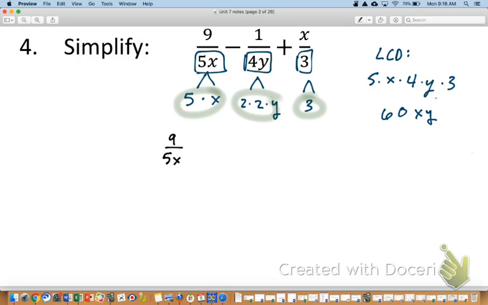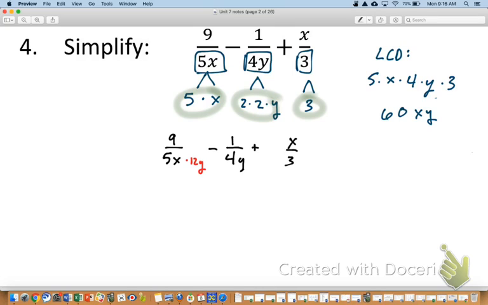So it's 9 over 5x minus 1 over 4y plus x over 3. This can require a little bit of mental math here. So let's focus on the first denominator. My first denominator is 5x, and it's supposed to end up being 60xy. What am I missing? What would I need to multiply the 5x by to get that 60xy? The 4y and the 3. 12. And 4y times 3 is 12y. That's what 4 times 3 is. Correct. So I would multiply by 12y.